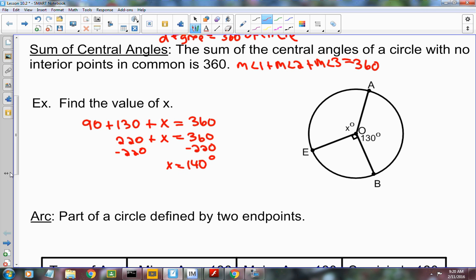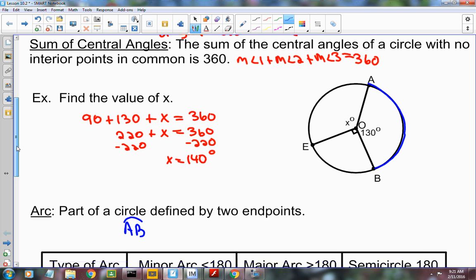Okay, now the next thing I want to talk about is what an arc is. An arc is part of a circle defined by two endpoints. So this right here is an arc, okay? It's part of a circle. It's defined by two endpoints. When you name it, you use those two endpoints and you put a little mini arc on top of it, okay? That's basically what you do.